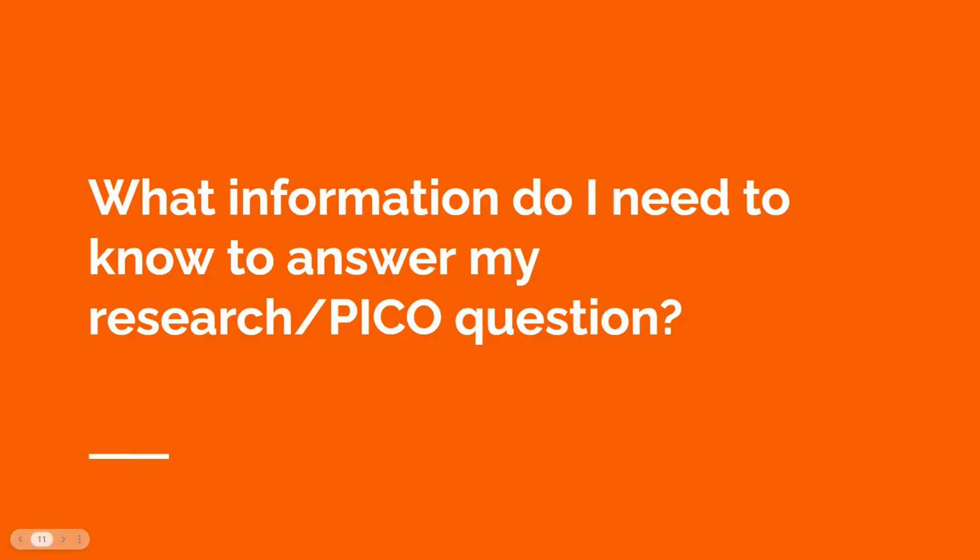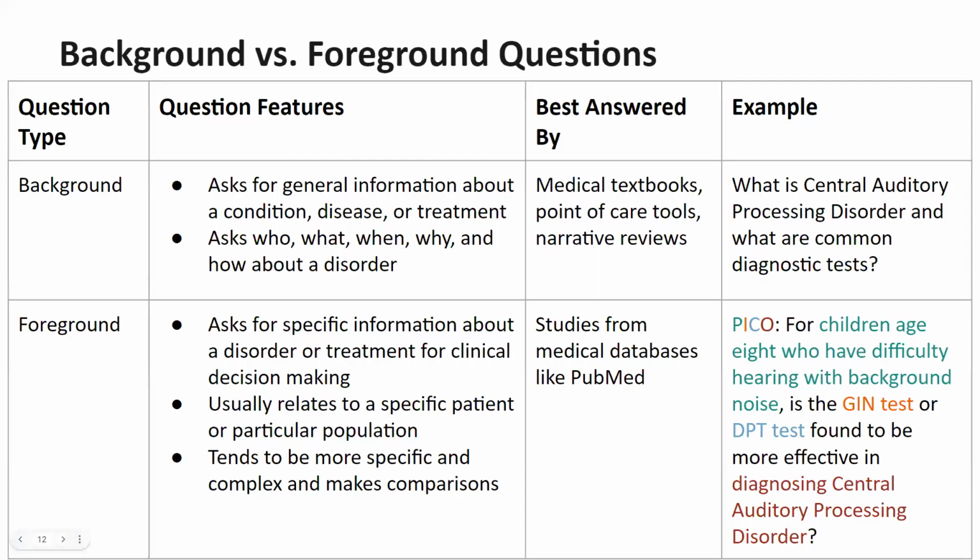After making your research or clinical question, the next thing you'll need to ask is what information you need to know in order to answer that question. You could discover this by brainstorming a list of your questions or by making a mind map of all of your questions. Two general types of questions would be background and foreground questions. Background questions are things that you need to know in order to understand the basics of your topic or to get a general understanding of it.